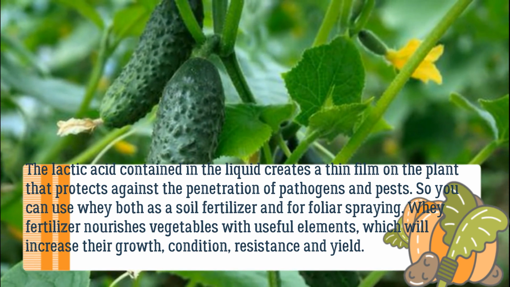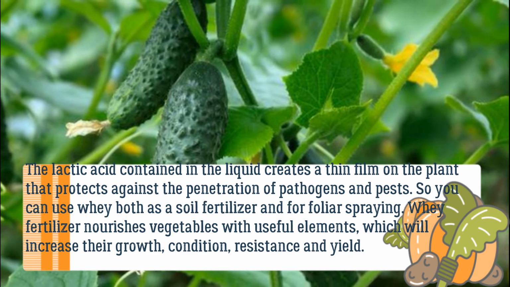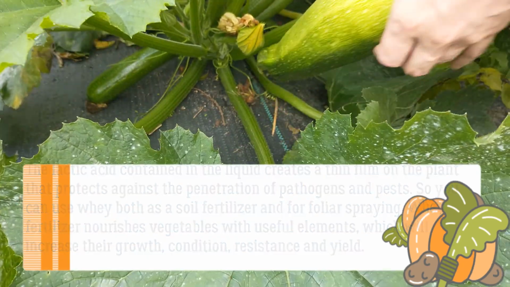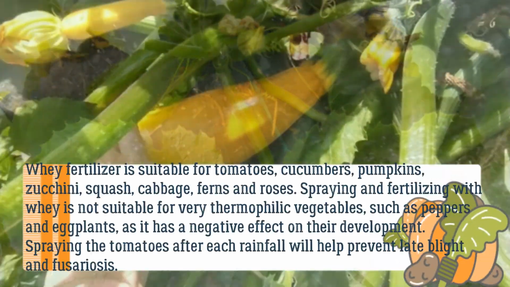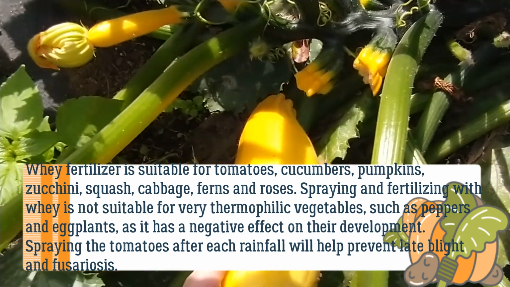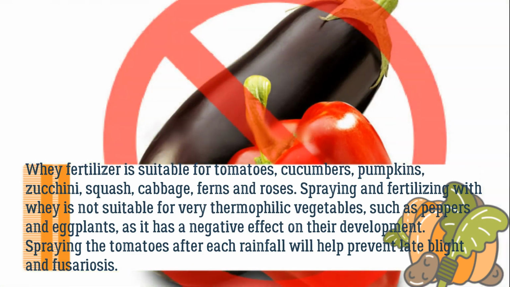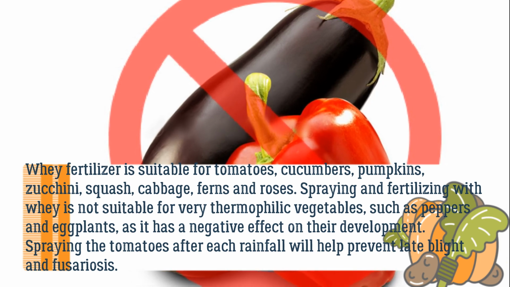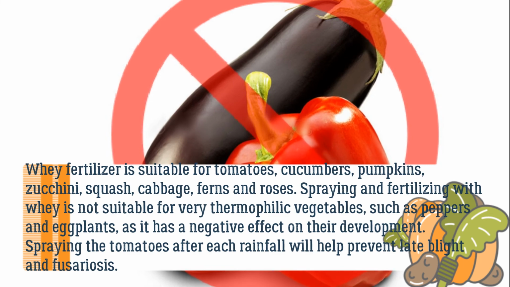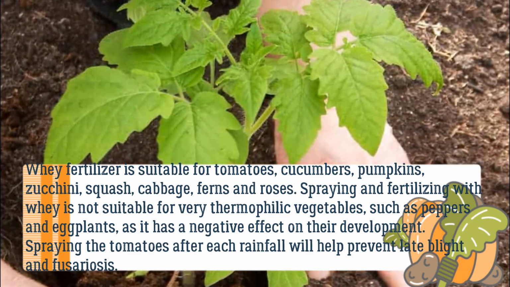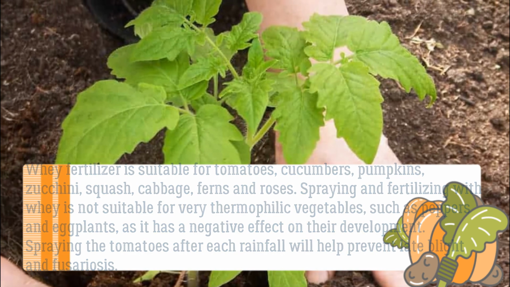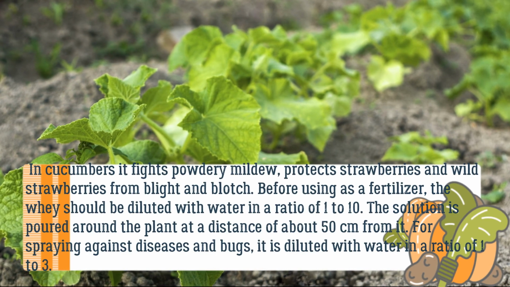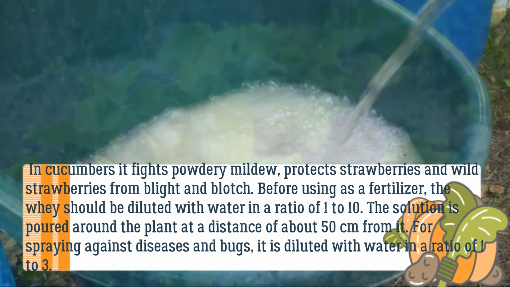Whey fertilizer nourishes vegetables with useful elements, which will increase their growth, condition, resistance, and yield. Whey fertilizer is suitable for tomatoes, cucumbers, pumpkins, zucchini, squash, cabbage, ferns and roses. Spraying and fertilizing with whey is not suitable for very thermophilic vegetables, such as peppers and eggplants, as it has a negative effect on their development. Spraying the tomatoes after each rainfall will help prevent late blight and fusariosis. In cucumbers it fights powdery mildew, and it protects strawberries and wild strawberries from blight and blotch.